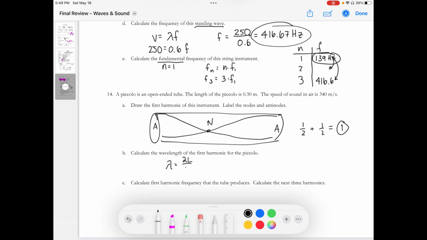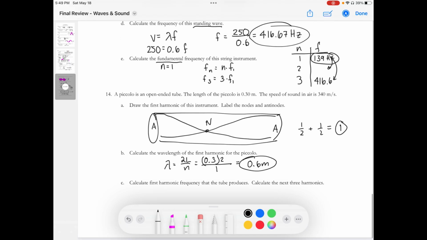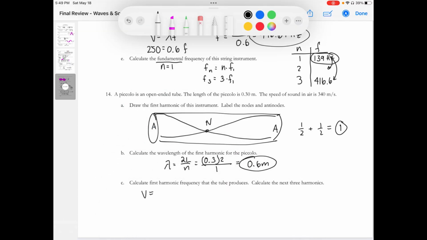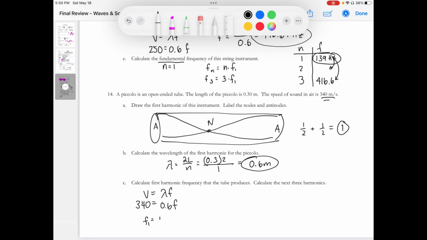To get the wavelength equation, I'm taking my 0.3 length of the instrument times 2 divided by 1. So hey, these actually have the same wavelength for both problems. Totally a coincidence. So when I go get the first harmonic, I know the wavelength is 0.6. I'm solving for frequency, and the tube is filled with air. So because I know it's filled with air, the speed of sound is 340. That gets me a fundamental frequency of 566.7 hertz.